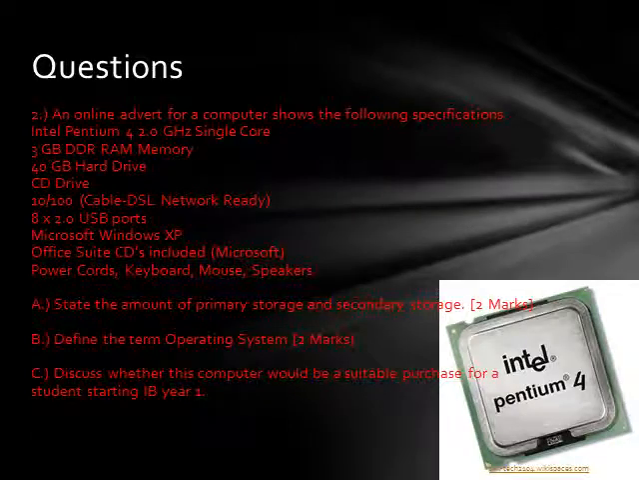Okay, question number 2. An online advert for a computer shows the following specifications. Intel Pentium 4 2.0 GHz single core, 3 GB DDR RAM memory, 40 GB hard drive, CD drive, 10/100 cable DSL network, 8 times 2.0 USB ports, Microsoft Windows XP, Office Suite CDs included, Microsoft, power cords, keyboard, mouse, and new speakers. So, with all of that information known, the first part of the question is, state the amount of primary storage and secondary storage of the computer.